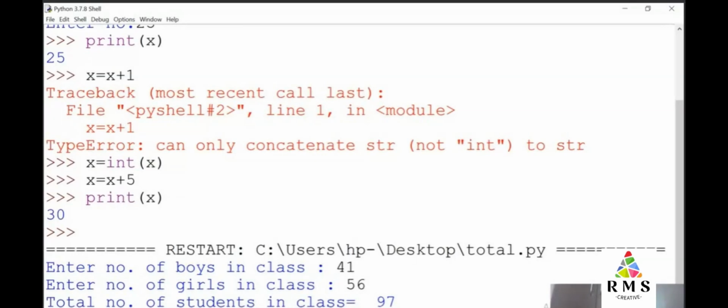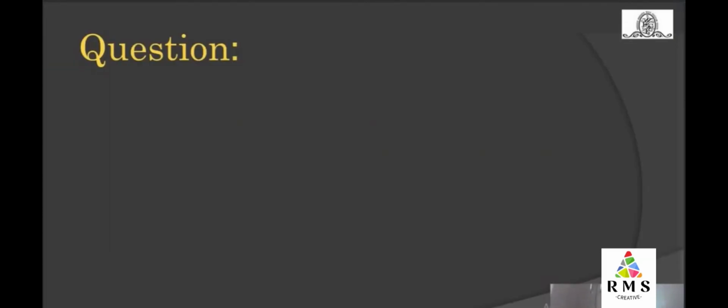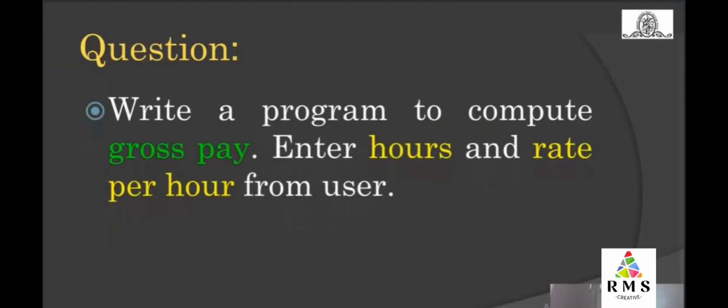Now let us see the next question. Okay, so here we go. Write a program to compute gross pay. How to compute it? Enter hours and rate per hour from user. So friends, over here you're going to enter these two things from user, number of hours and rate per hour. So what to do to find the gross pay? You're going to multiply number of hours and rate per hour.